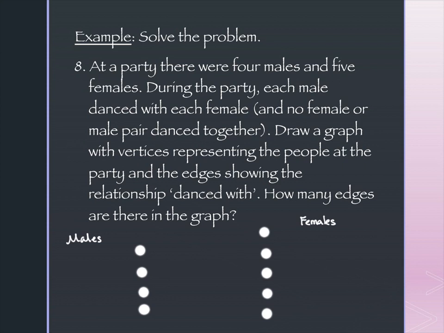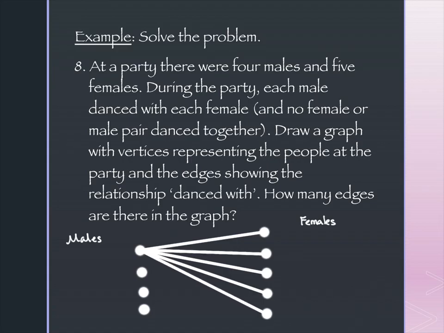Okay, what does it say? It says edges are going to represent danced with, right? That description of danced with. So if I take my first male, just that first dot there, where am I going to draw edges from the first dot? To each of the females on the right. Okay, so it's going to look like this. In particular, you can see that that male danced with how many females? All of them, 5, right? So that vertex has a degree of 5.